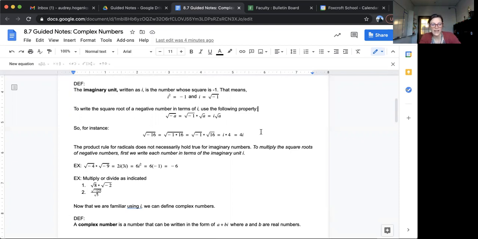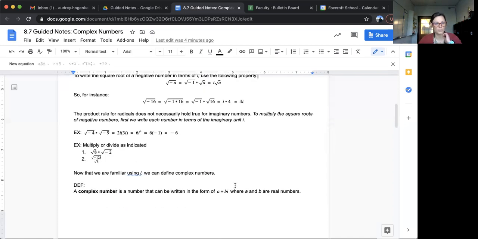Instead, we have to write that as the square root of -4, which we know to be 2i, and the square root of -9, which we know to be 3i. 2i times 3i would be 6i squared. i squared is -1, so 6 times -1, which would be -6. Okay, so the product rule works a little bit differently now that we are dealing with complex numbers.